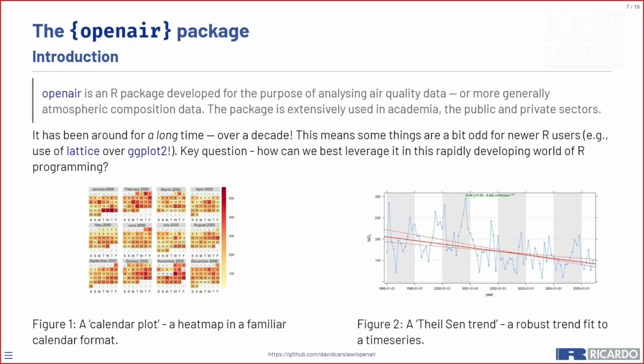But really what I'm here to talk about is openair. I'm not the lead author, as it were. Professor David Carslaw at the University of York and Ricardo authored this over a decade ago. Openair is pretty much the go-to air quality package in academia, public sector, private sector. But because it's quite old, over a decade old, there are some odd things about it. One is that it uses lattice over ggplot2 because it was written in a much different landscape, a different ecosystem to what we're used to now.